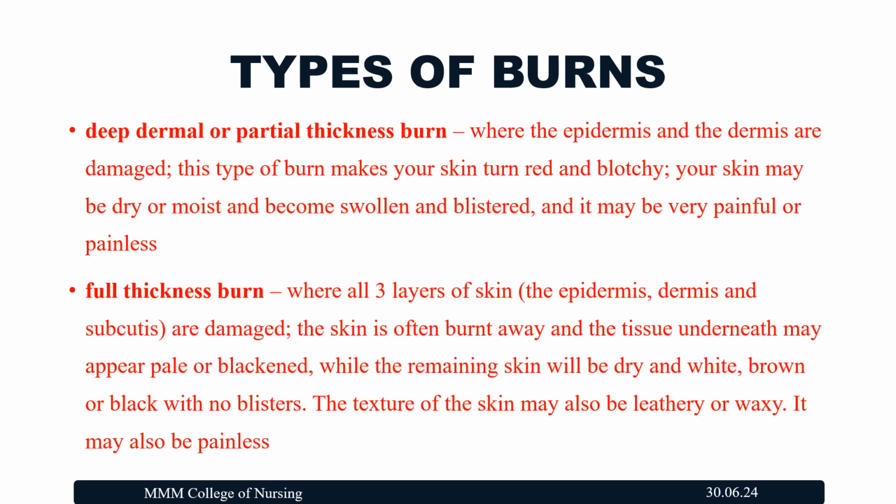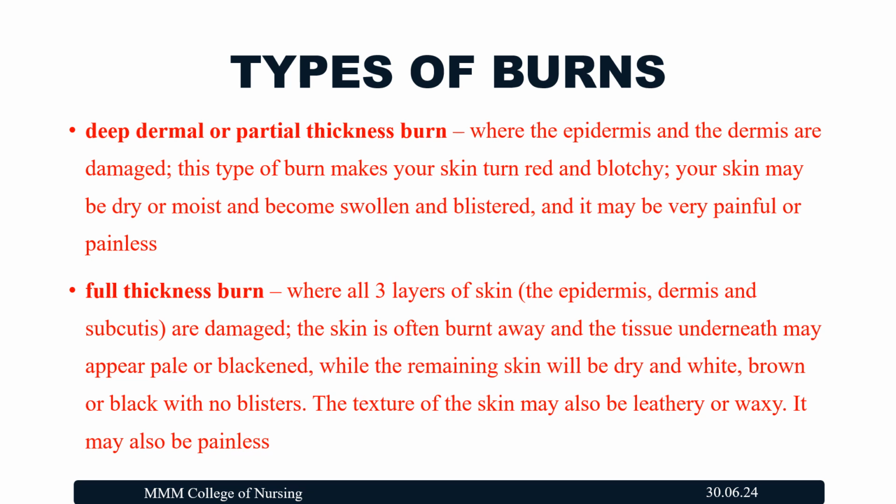Third one, deep dermal or partial thickness burn, where the epidermis and the dermis are damaged. This type of burn makes your skin turn red and blotchy. The skin may be dry or moist and becomes swollen and blistered. It is very painful. Sometimes it affects the nerve endings, and in that case, it is painless also.